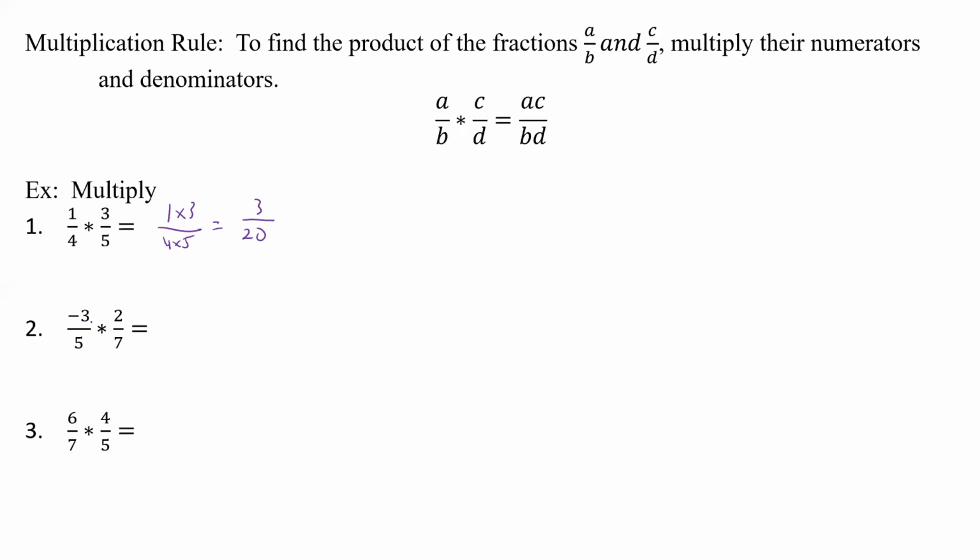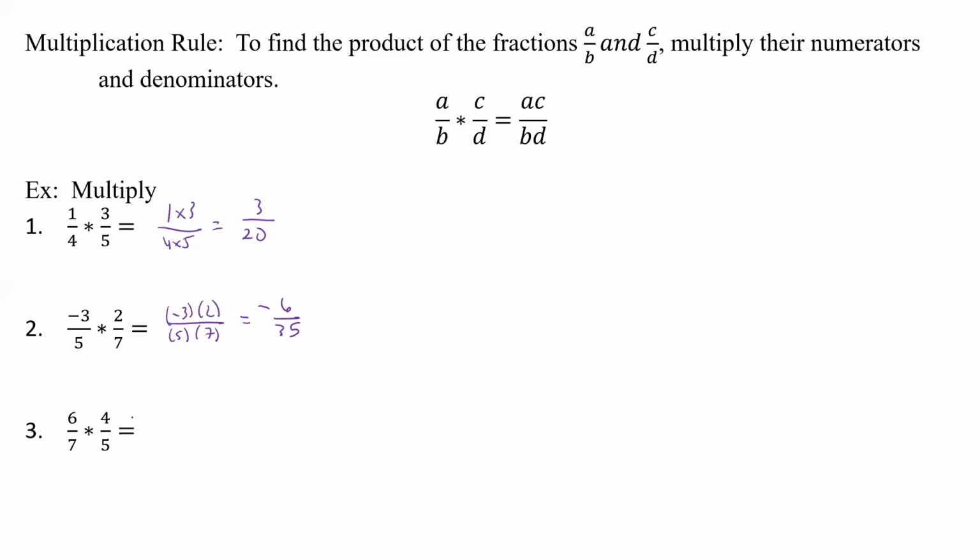So all right, so the next one, we're going to have a negative 3 over 5 times 2 over 7. Again, multiplying across the numerator and the denominator. So negative 3 times 2 is negative 6. 5 times 7 is 35. And that is our final fraction in the reduced form because we can't reduce anything.